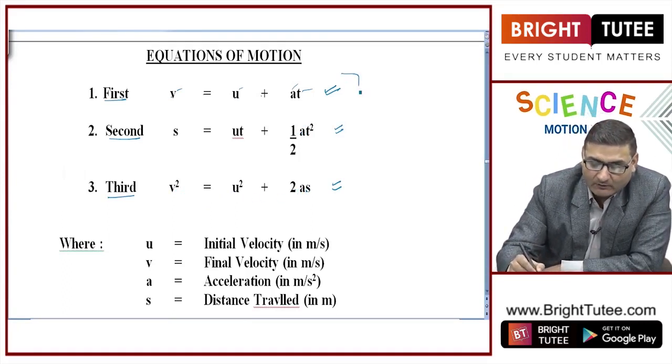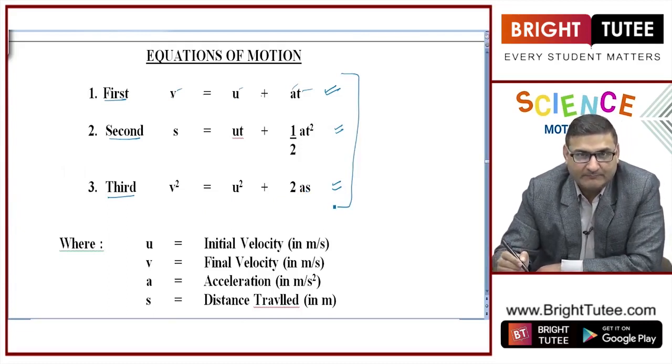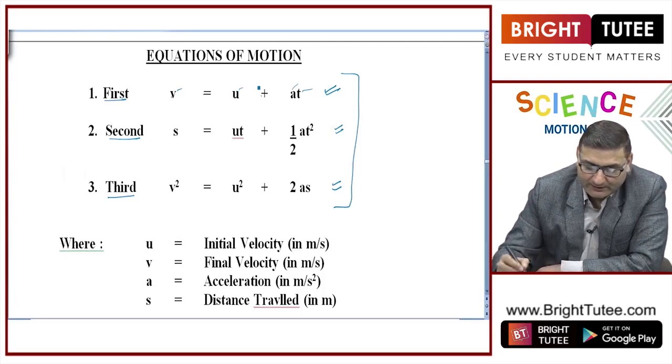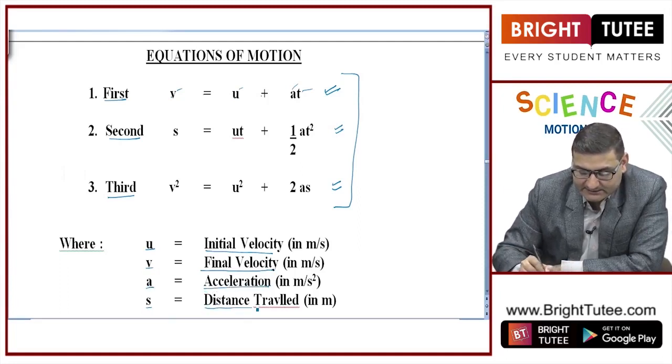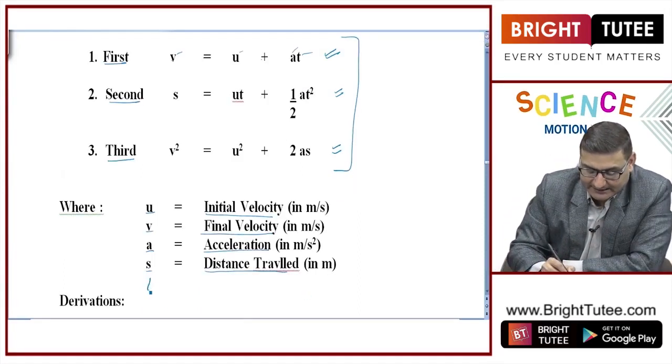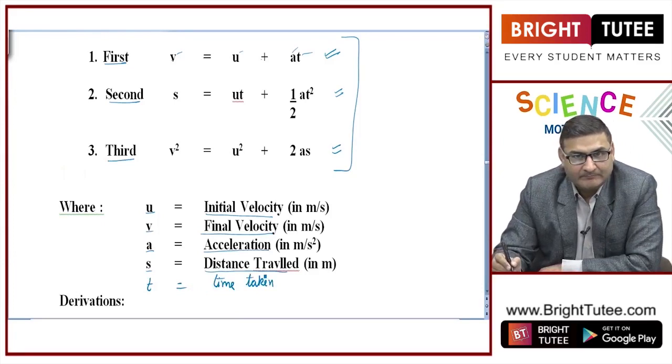Now, looking at all these three equations of motion, what do all the alphabetical representations stand for? Let us see. u is the initial velocity, v is the final velocity, a is the acceleration, s is the distance travelled, and t is the time taken.